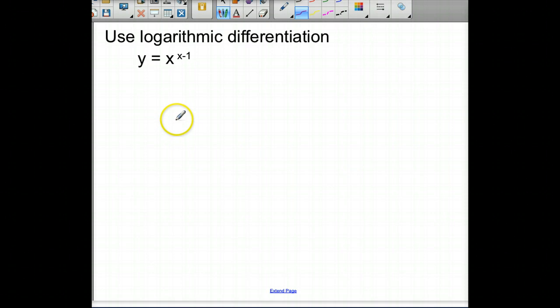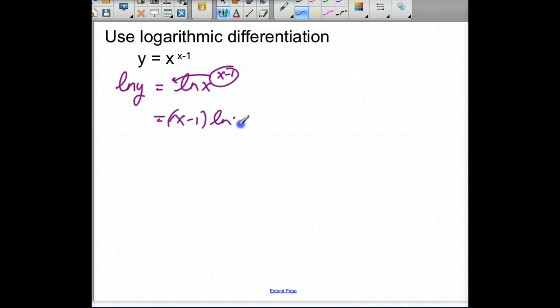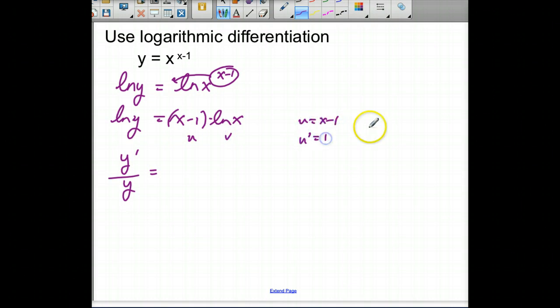We can also use logarithmic differentiation. So remember what that is: you take the natural log of both sides so that you can use log properties to simplify. On the right side, that power can go out here, so we'll have x minus 1 times the natural log of x. So now we have a product. Take the derivative of both sides. This is y prime over y. And here we've got u and v. So u is x minus 1, u prime is 1. v is natural log of x, v prime is 1 over x. So our product rule says we do u times v prime plus u prime times v.